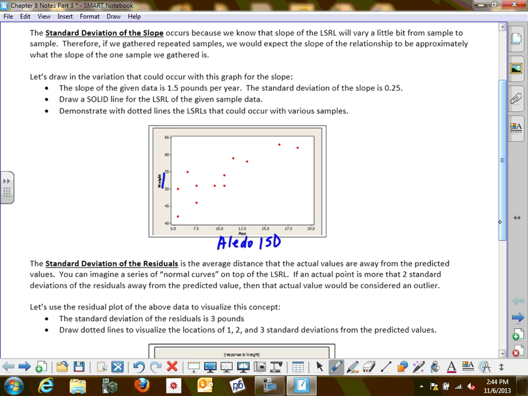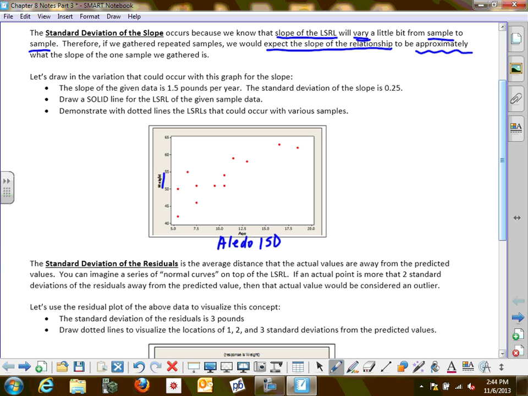So, the standard deviation of the slope occurs because we know that the slope of the least squares regression lines is going to vary a little from sample to sample. And so if we gathered a whole bunch of repeated samples, then we would see that the slope is going to be approximate, but not exactly. It's going to be close to what the slope of another sample that we gathered is. Okay, so here I want us to look at this as a picture. I see things much more visually.